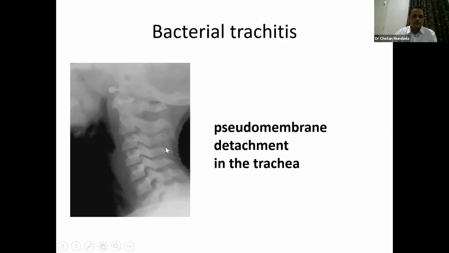This is another child where you can see the pseudomembranous detachment in the trachea, where you have an actual tracheitis. Again, a very severe stridor, something like croup, but the child is toxic. It is a little older child, and you can see the shedding or detachment of the pseudomembrane in the trachea.